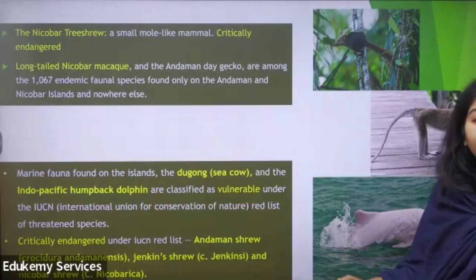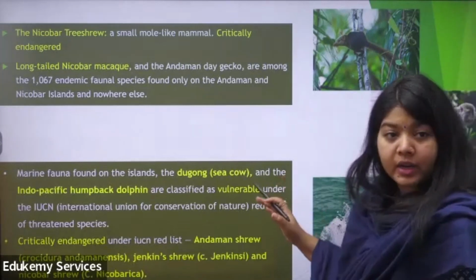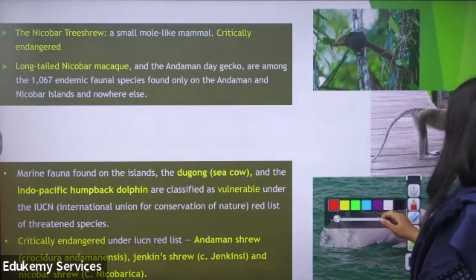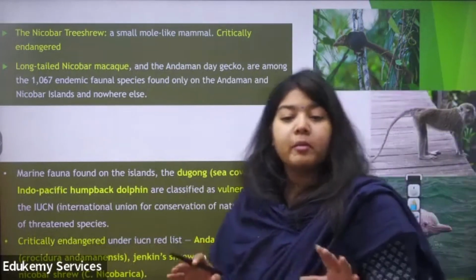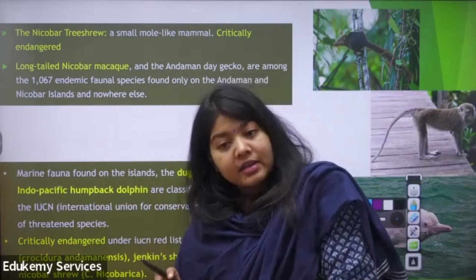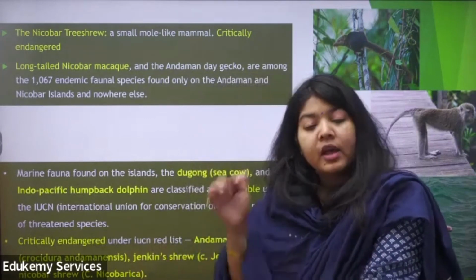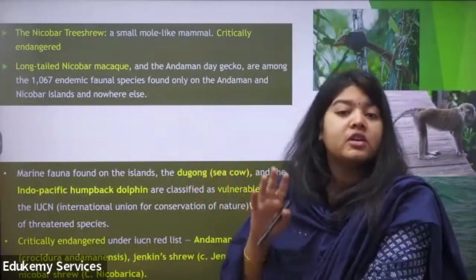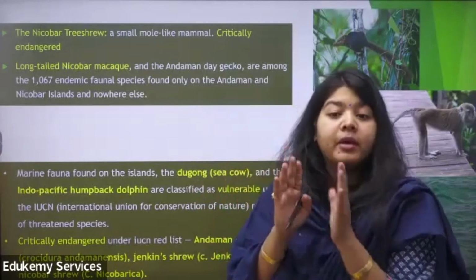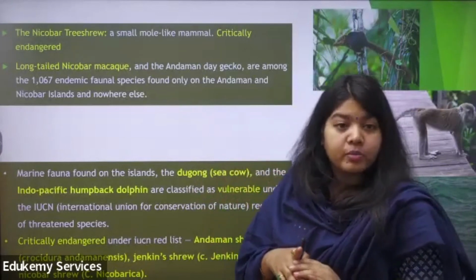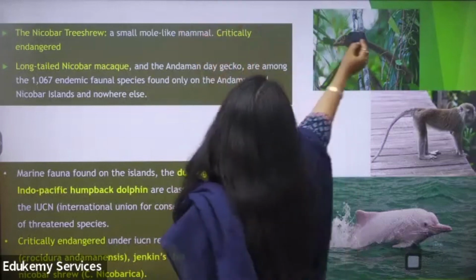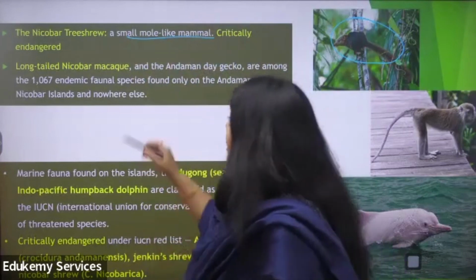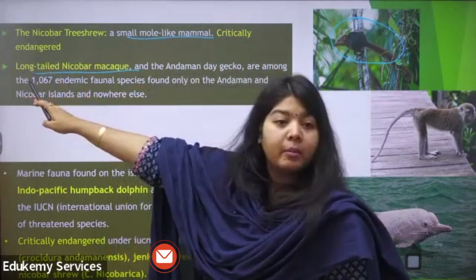Now, these are a few important animals. We'll revise them very quickly. First is the Nicobar shrew. Again, I'm saying, in order to remember different types of animals, always try to remember the critically endangered ones. They are less in number. Since they are critically endangered, they are important. You cannot remember all the endangered and vulnerable ones. There are too many. Critically endangered are comparatively fewer. So we will follow that suit here. Nicobar tree shrew, as you can see here, is a small mole-like mammal. It is critically endangered.